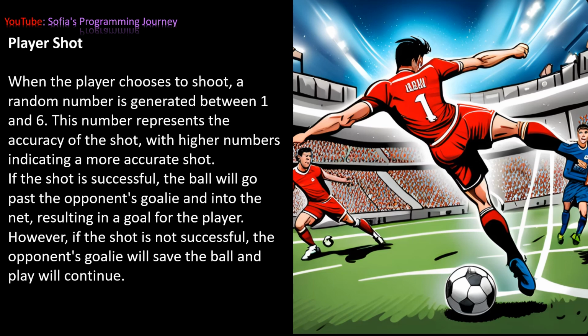When the player chooses to shoot, a random number is generated between 1 and 6. This number represents the accuracy of the shot, with higher numbers indicating a more accurate shot. If the shot is successful, the ball will go past the opponent's goalie and into the net, resulting in a goal for the player. However, if the shot is not successful, the opponent's goalie will save the ball and play will continue.